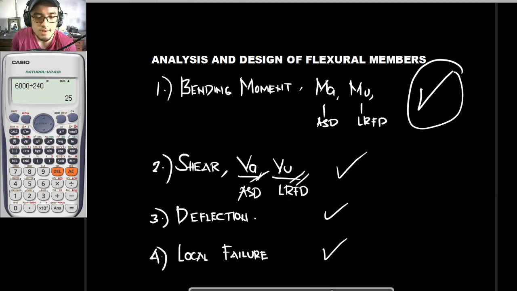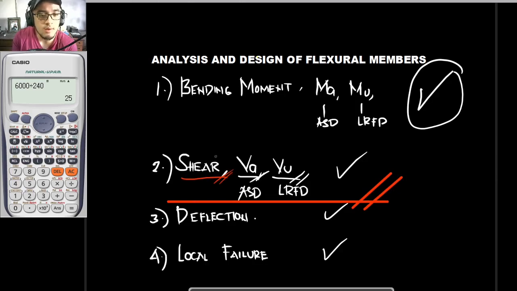Ito pala guys, note lang. Sa totoo lang, halos hindi nag-govern etong shear natin. In most cases, magkakaroon ka lang ng shear failure kapag lumagpas ka na ng bending moment. So, ayan yon. I mean, ng flexural failure.